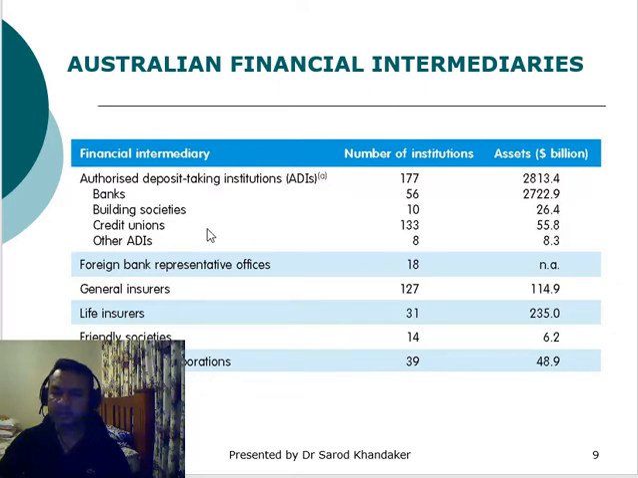In the same way, there are about 10 building societies in Australia, but their asset size is not very big. However, if you look at the other institutions, you will find the life insurance companies. There are about 31 life insurance companies in Australia, and their asset size is about $235 billion.